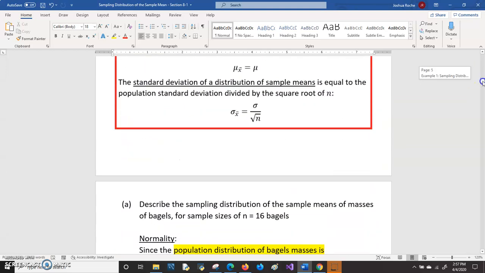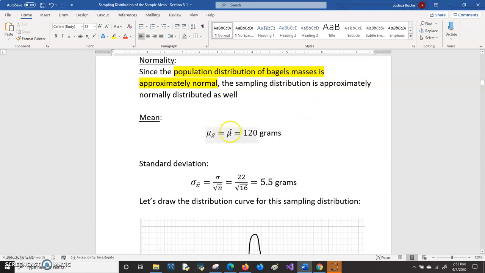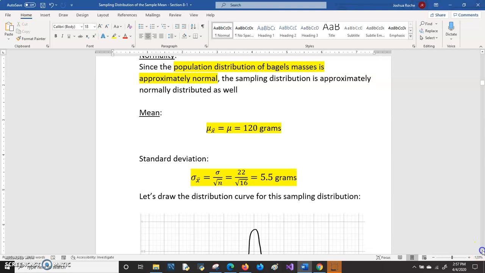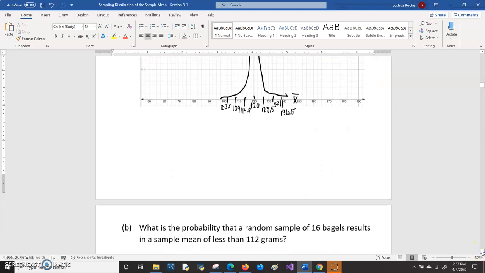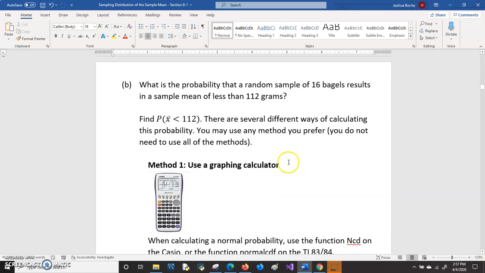And in part A, we calculated the mean of the sampling distribution, and we calculated the standard deviation of this sampling distribution using these formulas. In part B, it says, what is the probability that a random sample of 16 bagels results in a sample mean of less than 112 grams? We're trying to find the probability that the sample mean is less than 112.